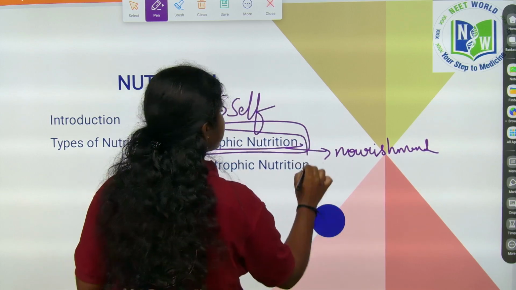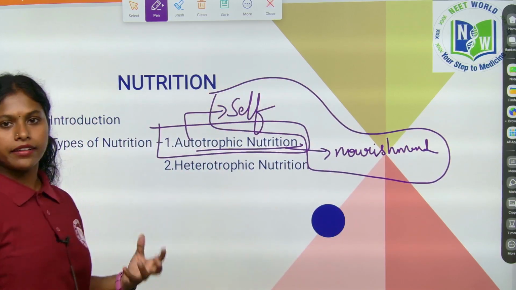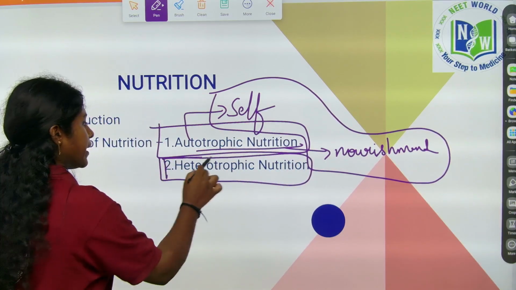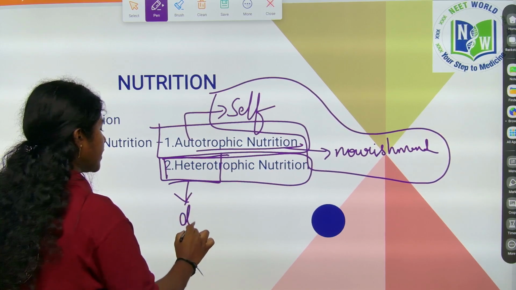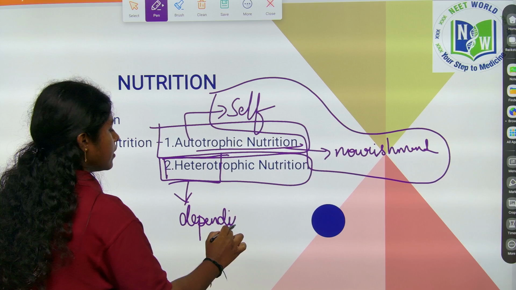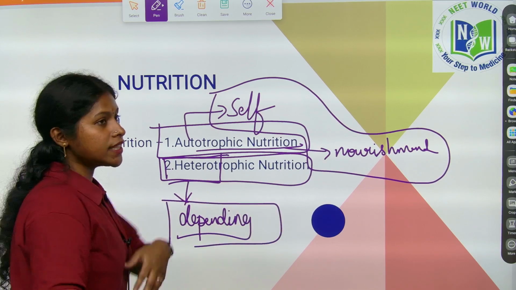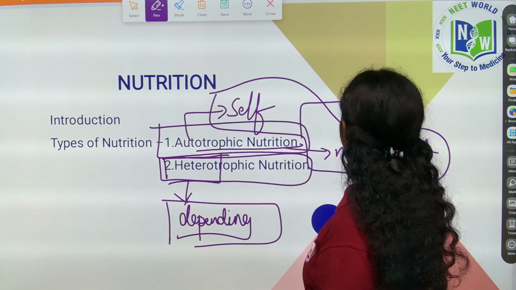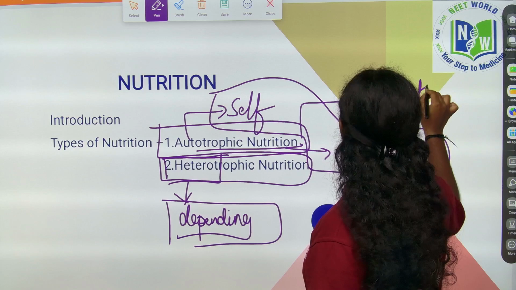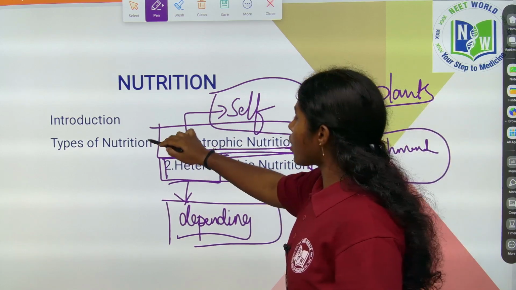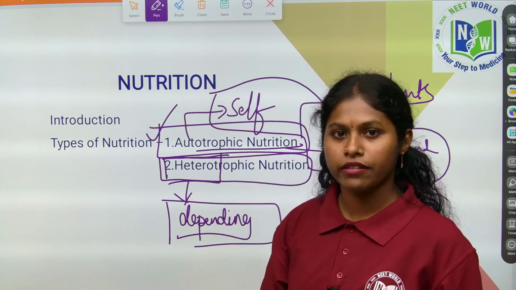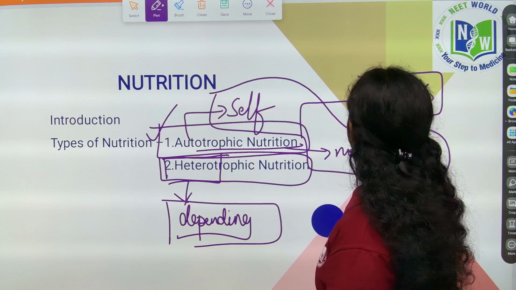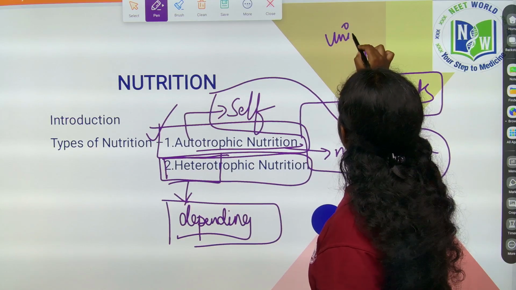It means it prepares the food by itself, right? Heterotrophic nutrition means it depends on others. Hetero means depending. So it depends on other organisms for food. What is a good example of autotrophic nutrition, children? Yes, nothing but plants. Plants can prepare their own food, right? Are you providing food to the plant? No, right? Because they can prepare their own food. That is why they are called universal food providers.